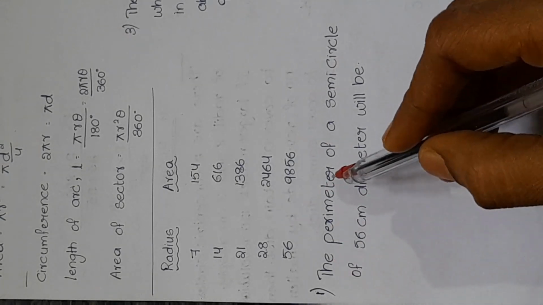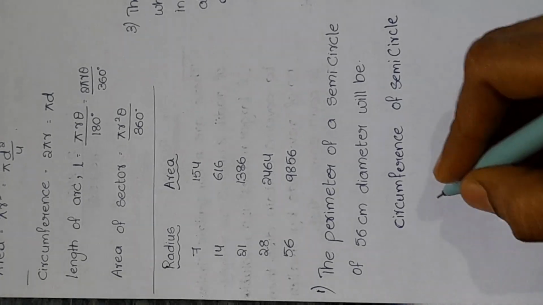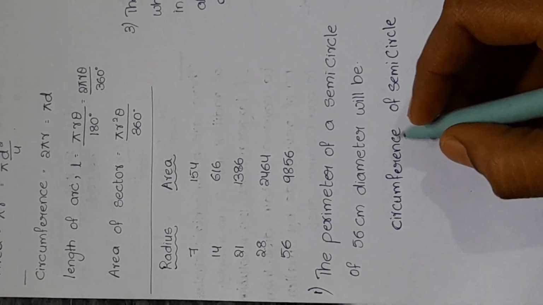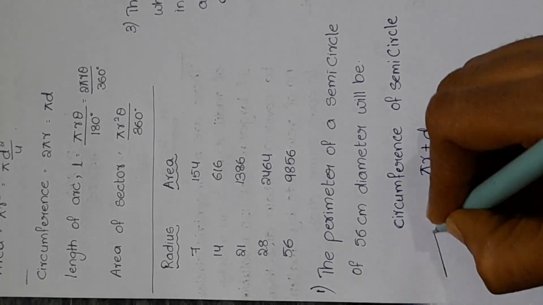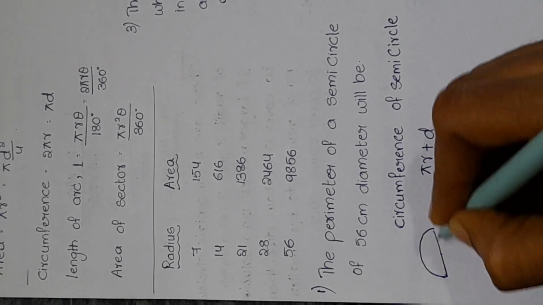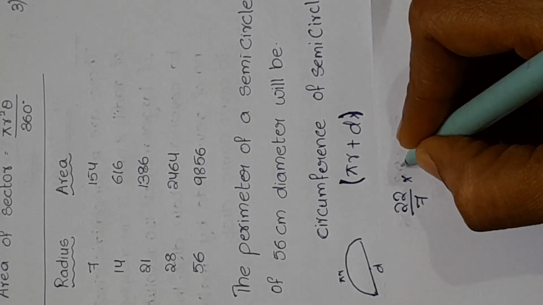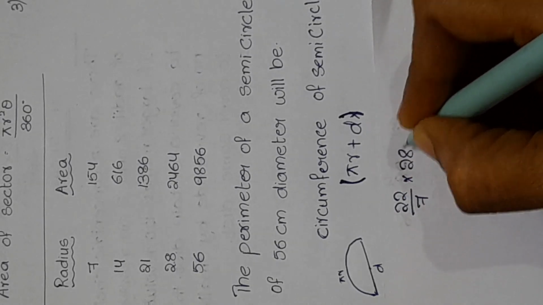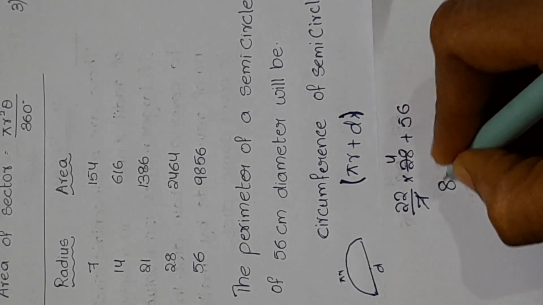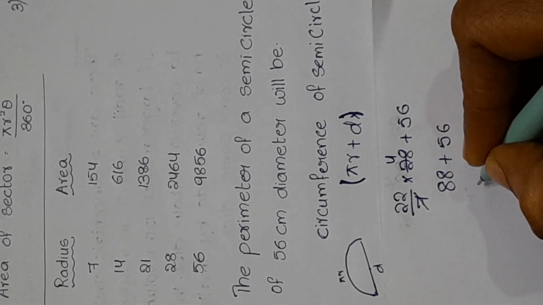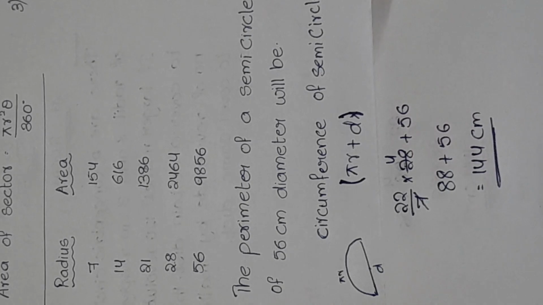Let us see the first question. The perimeter of the semicircle of 56 centimeters diameter will be. The circumference of a circle is 2 pi r. So the circumference of the semicircle is pi r plus diameter. Here the value of pi is 22 by 7. R value is 56 by 2, that is 28, plus d value is 56. 22 by 7 into 28 is 88. So 88 plus 56, which is equal to 144 centimeters is the circumference of the semicircle.